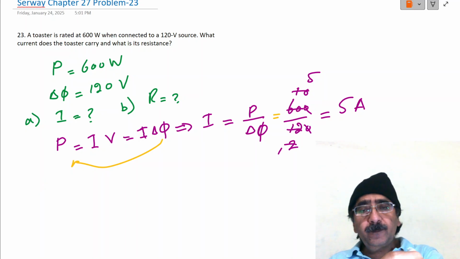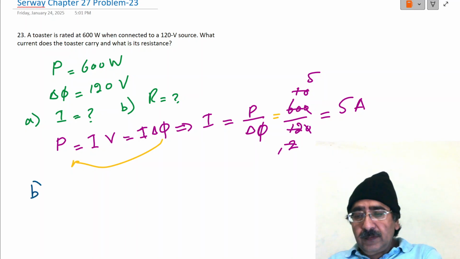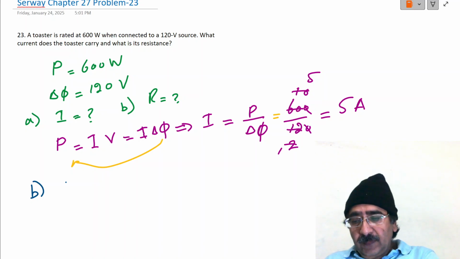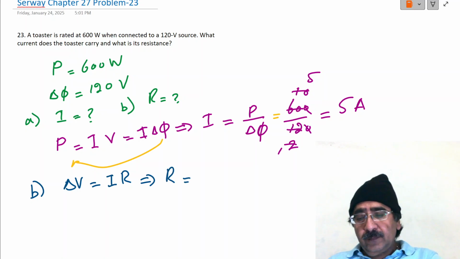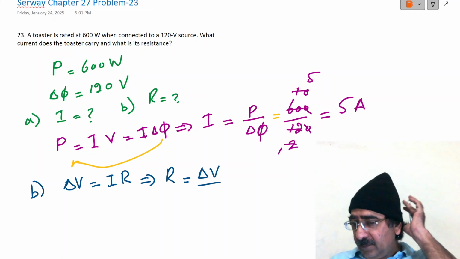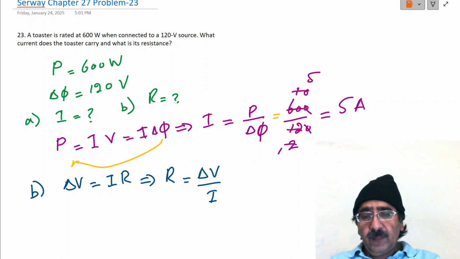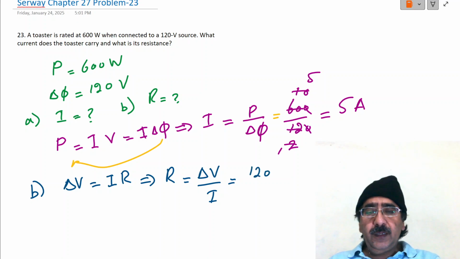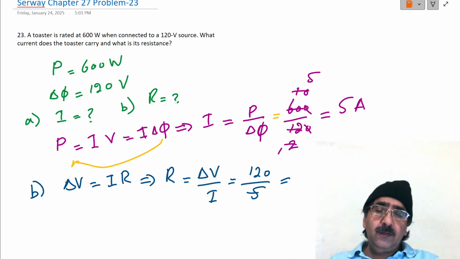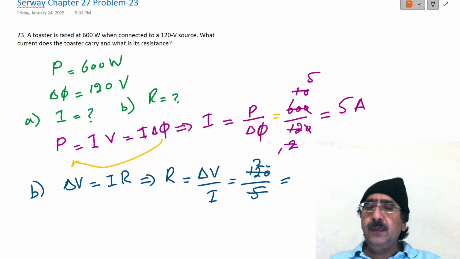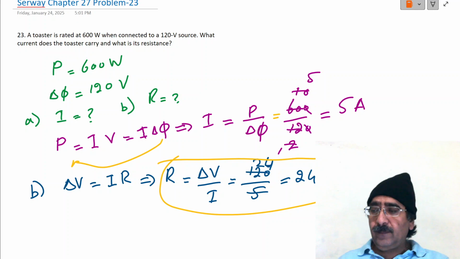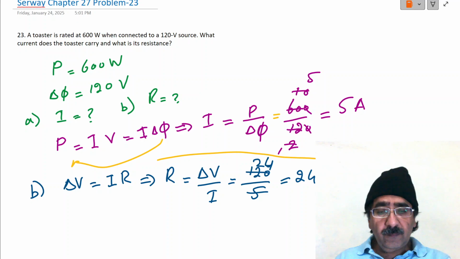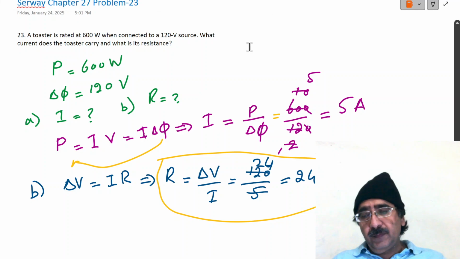B part is to find the resistance. As we know that delta V is equal to IR, or you may say that R is equal to delta V over I. Delta V is equal to 120, I is 5, and that gives 24. So this will be the answer, and this will be the A part and B part.